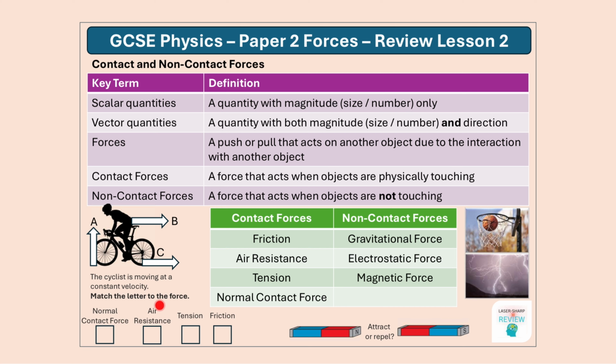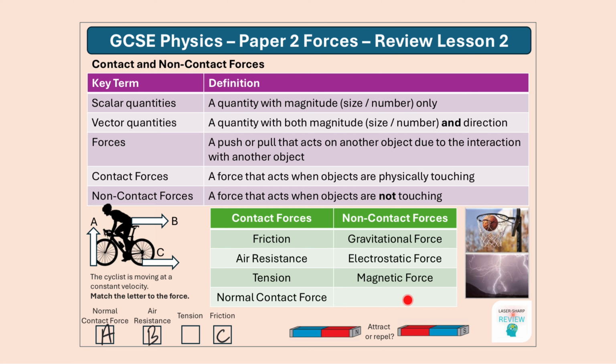So bottom left we have a diagram where the cyclist is moving at a constant velocity and we need to match the letter to the force. So if we look at A, we've got the weight pulling down and then with the ground it's a normal contact force pushing up. B, we're going forward, so we've got air resistance pushing us back, and with the ground we have friction with the tyre and the road.